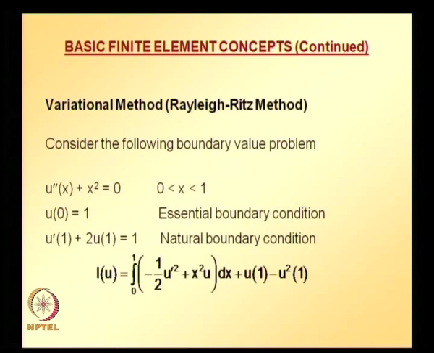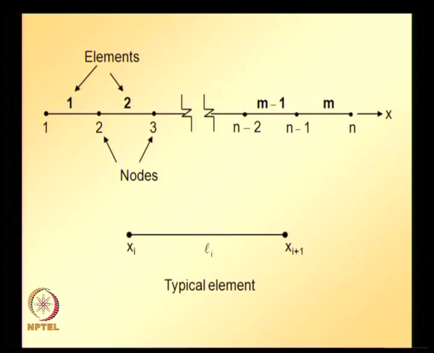For this problem, the domain is divided into m number of elements, and the length of each element can be different or it can be the same. Here the problem domain 0 to 1 is divided into m number of elements, and each element is assumed to have two key points at the extreme ends of that particular element. So, each element has two nodes, and there are n number of nodes, m number of elements. We will decide the values of m and n later. And this is how the solution domain 0 to 1 is divided or discretized.